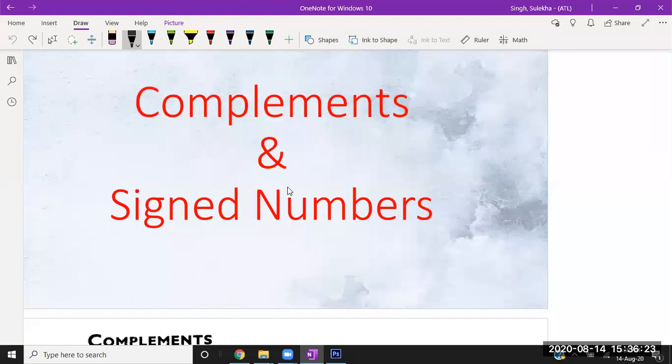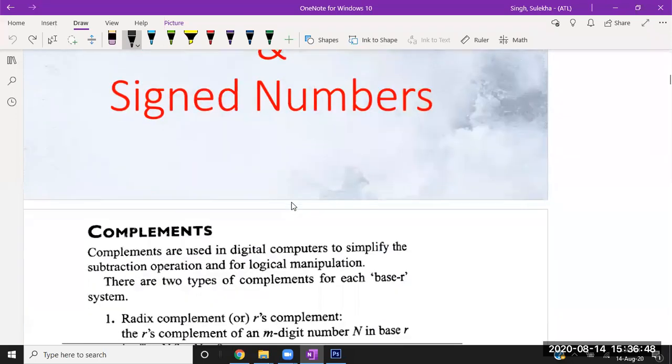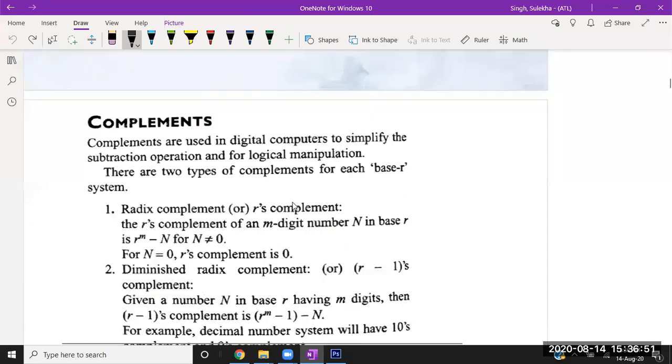studying this topic, complement one, and what is a signed number, and how the complement is useful for us to know this signed number, or in what manner this complement is helping to create a signed number representation. Okay, so we will see all those things. Before that, we will start with complement one.